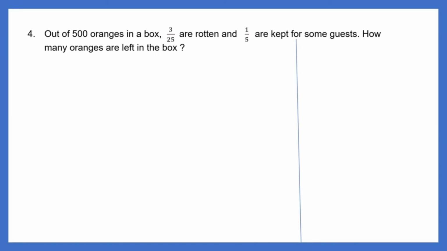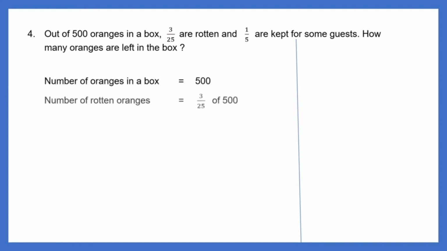Okay, imagine this. There is a box. There are 500 oranges in them. But there are some oranges that are rotten, and some good ones have been kept for some guests. Now, if you keep all this away, how many oranges are now left in the box? So let's find out now. So total number of oranges in a box is 500.